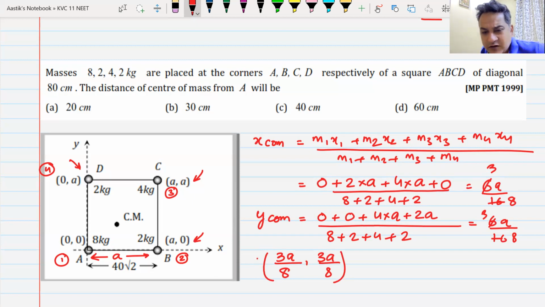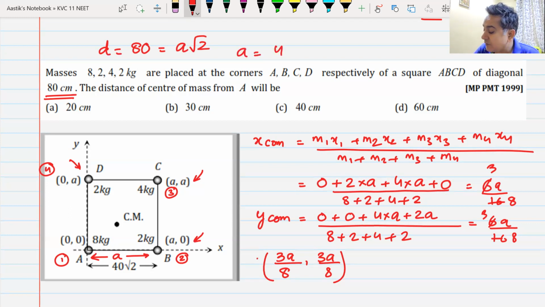Now, if you even understand up till this point, the rest of them is math. The length of the diagonal is given, and the length of the diagonal is given as 80 centimeters, and that will be equal to a into root 2. Do we understand this? So from here, you can find out the value of A. A will be 40 root 2, and that would be your answer. Okay? We understand how this is done?